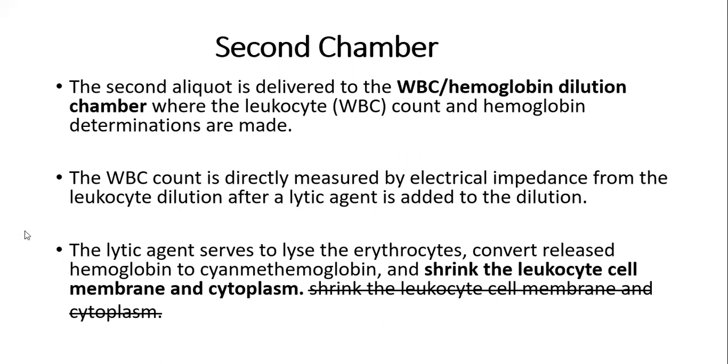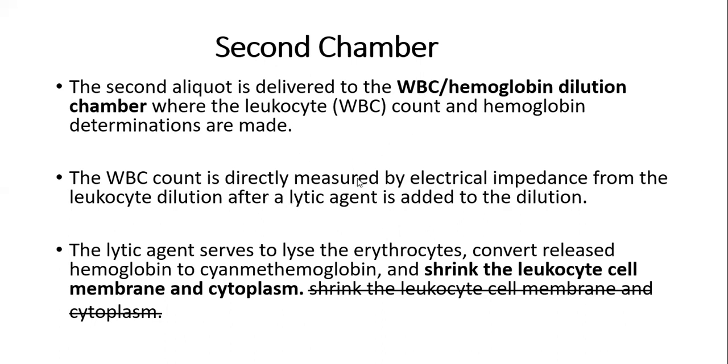And for this purpose, this chamber has a diluent as well as a lytic agent. So in the first chamber, it was only the diluent, mind you. And in the second chamber, an additional reagent is also there. Go to the analyzer and see, there is a lytic reagent also there. So what happens in the second chamber?